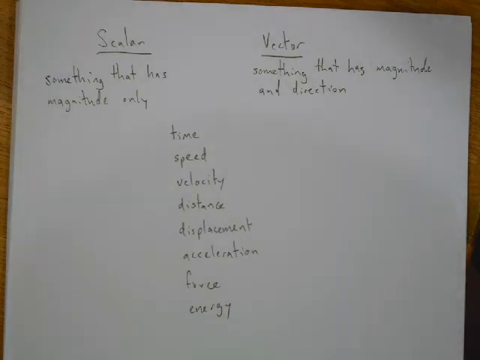So, a scalar is something that has magnitude only. Magnitude, just so you know, is how big something is. So if I say, for example, that I am 5 feet 10 inches tall, the magnitude of my height is 5 feet 10 inches. Now, you'd want to include units when you say a scalar, because otherwise you sound like a crazy person.